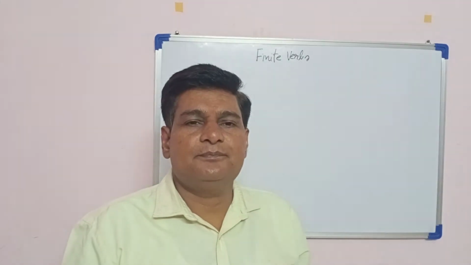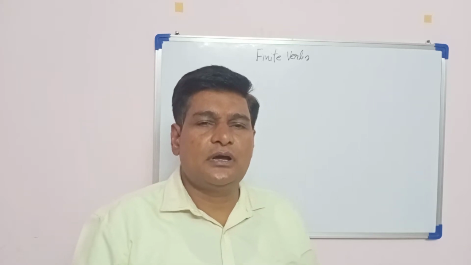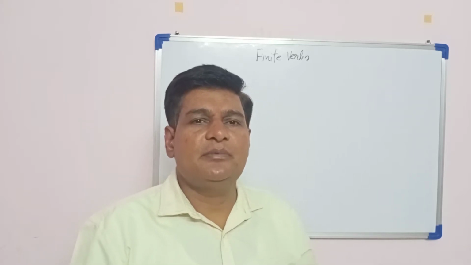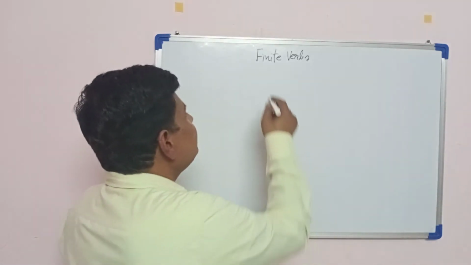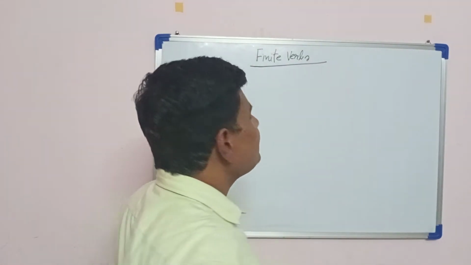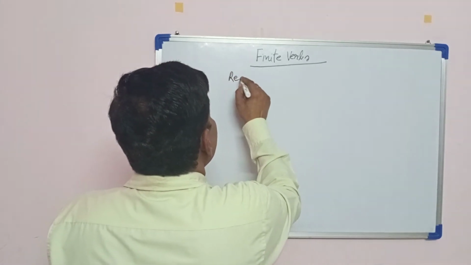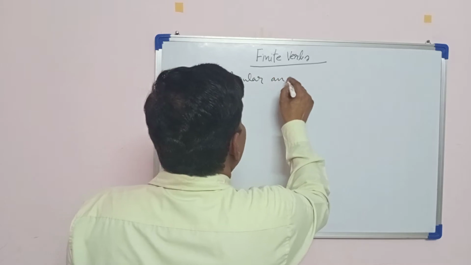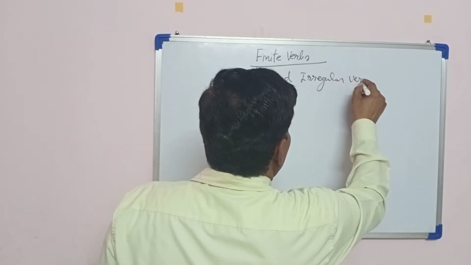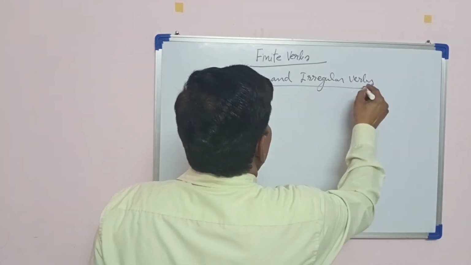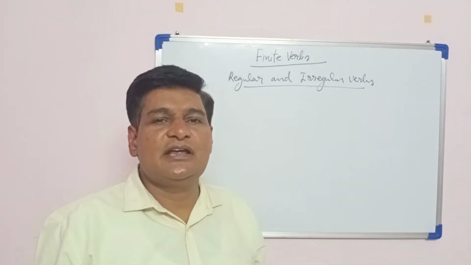Welcome back, students. We are understanding finite verbs. In the last class, we understood linking verbs as well as the primary auxiliaries. Now, in this class, we will be understanding some regular and irregular verbs. Regular and irregular verbs. You know what are regular verbs and what are irregular verbs.